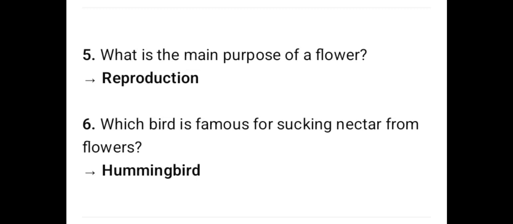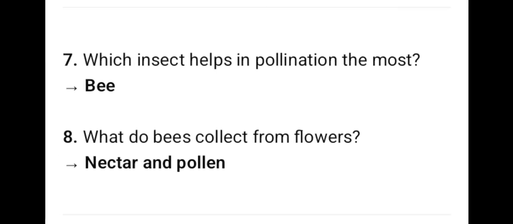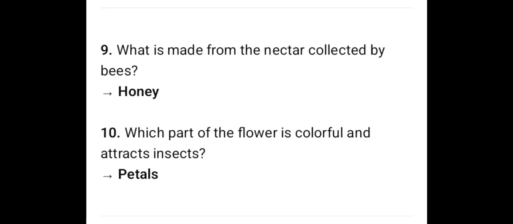What is the main purpose of a flower? Reproduction. Which bird is famous for sucking nectar from flowers? Hummingbird. Which insect helps in pollination the most? Bee. What do bees collect from flowers? Nectar and pollen.